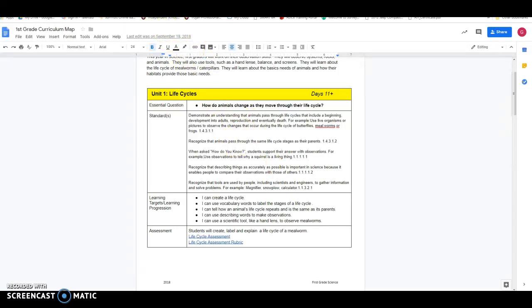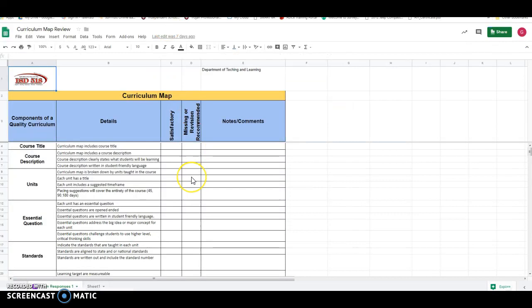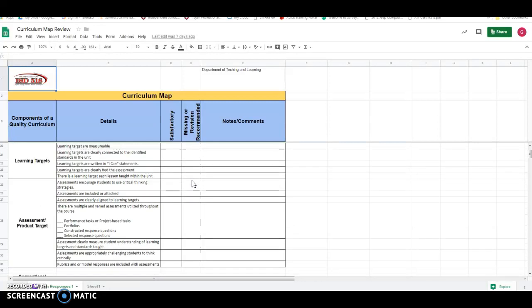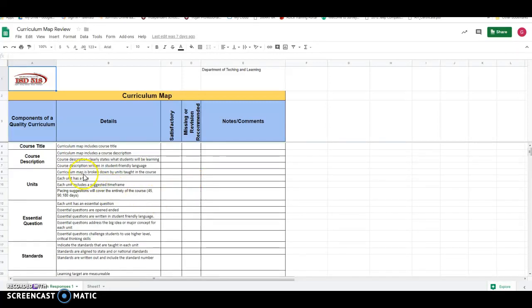And so what we have is something developed in the district, a checklist that takes us through the different things that are being looked for in a curriculum map. So with this one, the first item is a course title. Curriculum map includes a course title. It's there, or it's missing, and any possible notes that I would have, I'll provide here as well. So it really just takes you through the different things that are on that curriculum map.